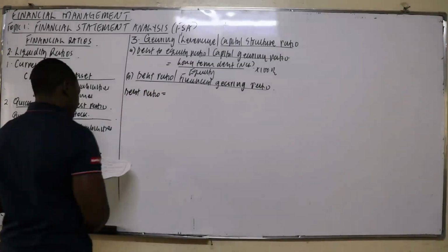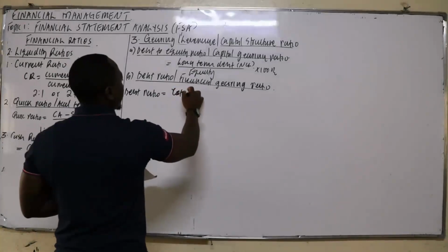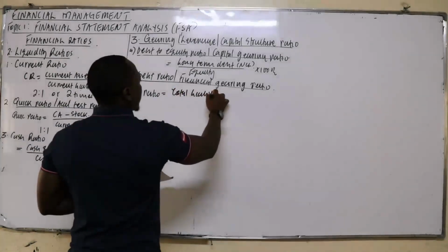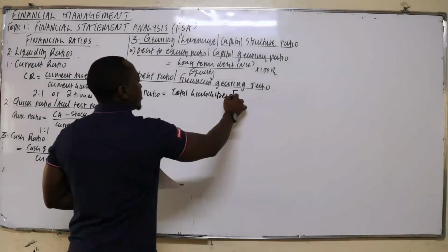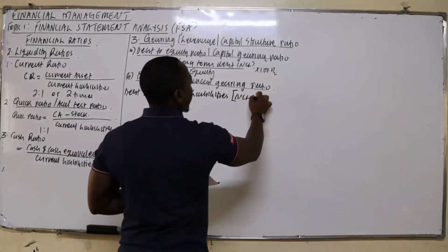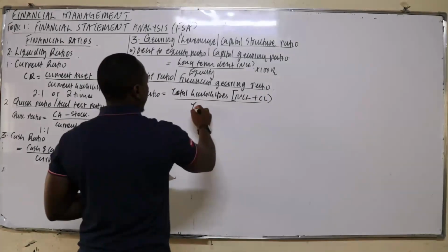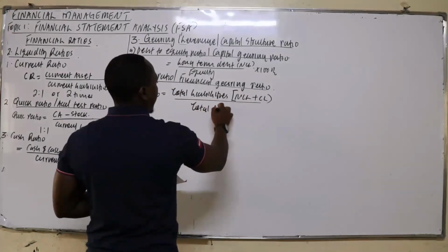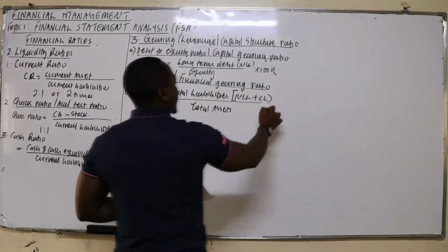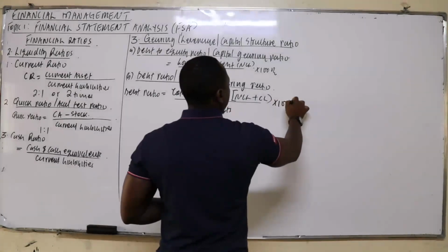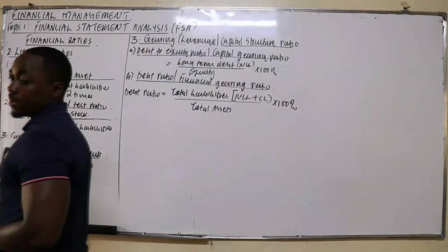Now, to get the debt ratio, you will take the total liabilities. When you talk about the total liabilities, both the non-current liabilities and the current liabilities, then you divide by the total assets times 100%.